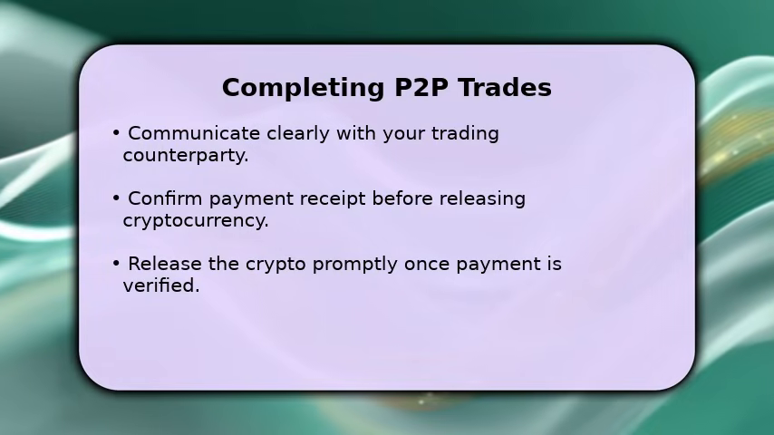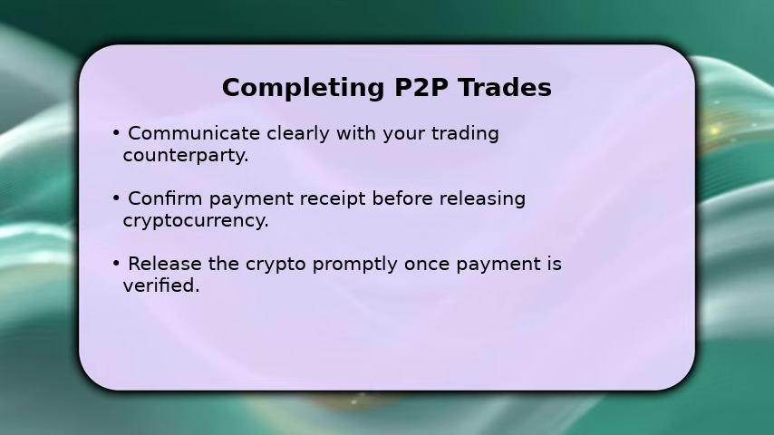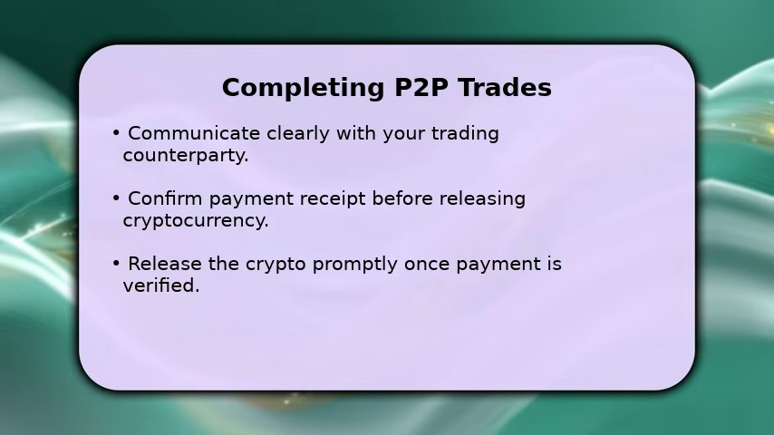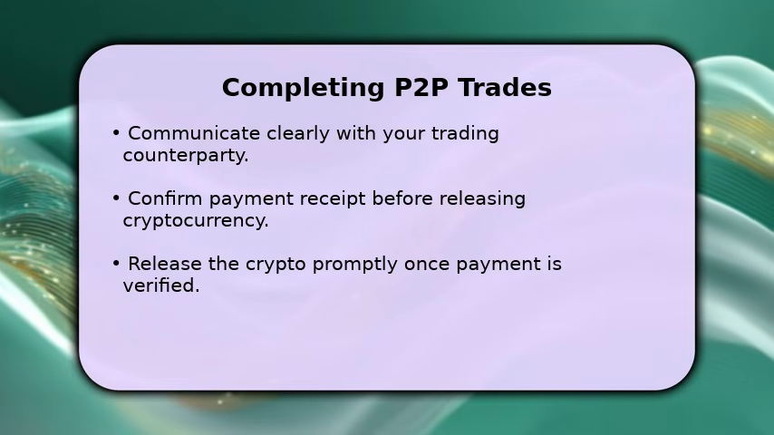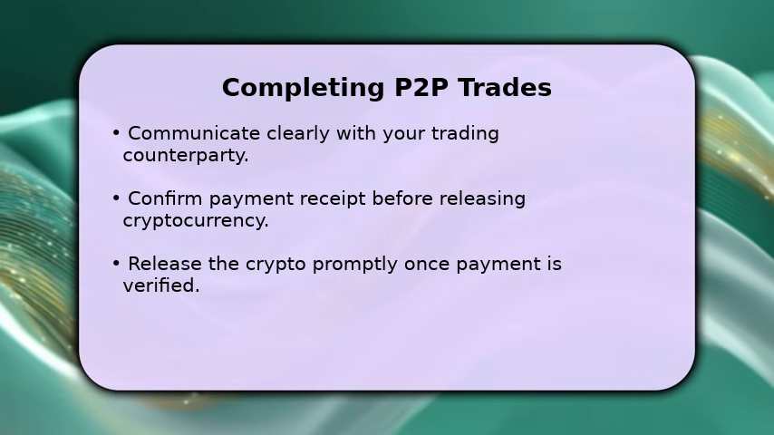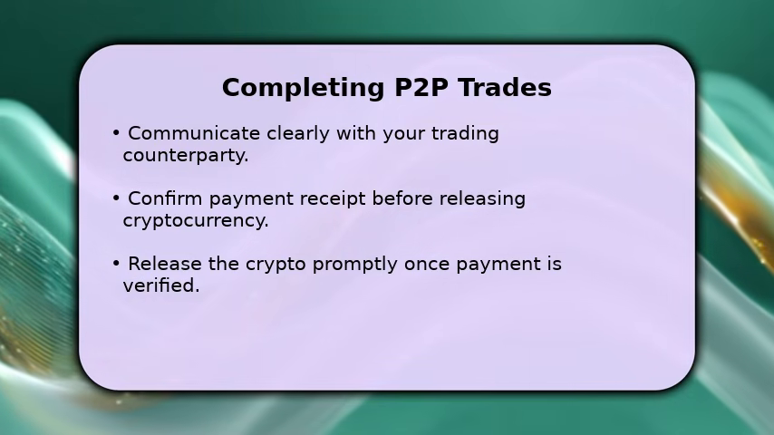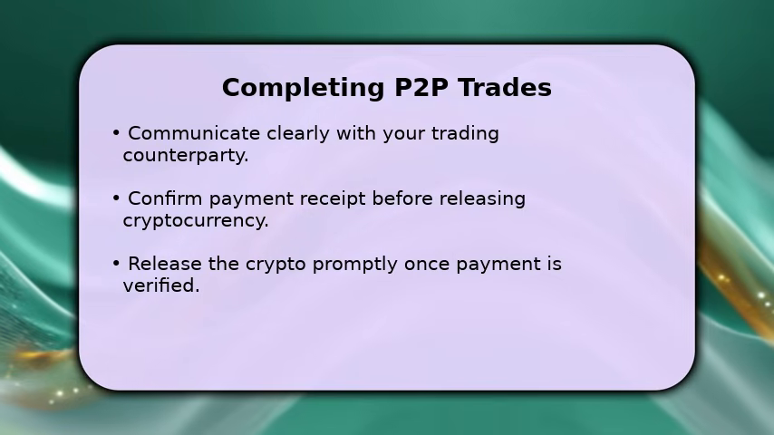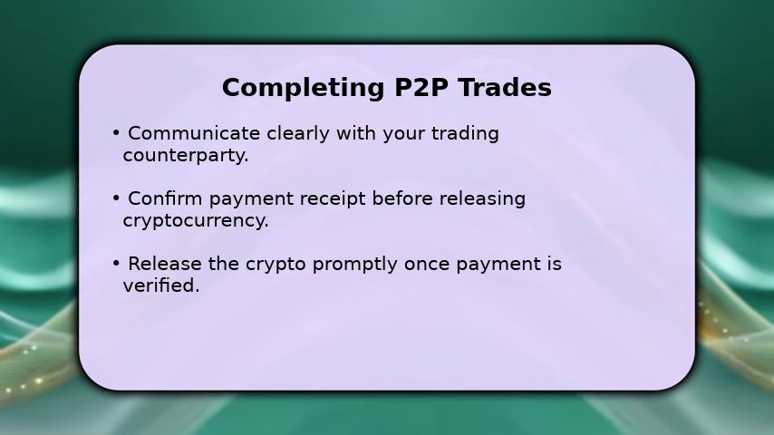After initiating a trade, clear communication with your counterparty is key. If you are selling, confirm you have received the full payment in your chosen method before releasing the cryptocurrency. If buying, make your payment promptly and mark it as paid. Binance US holds the crypto in escrow, ensuring fairness. Should any issues arise, utilize the platform's dispute resolution system, which helps mediate and resolve conflicts efficiently.